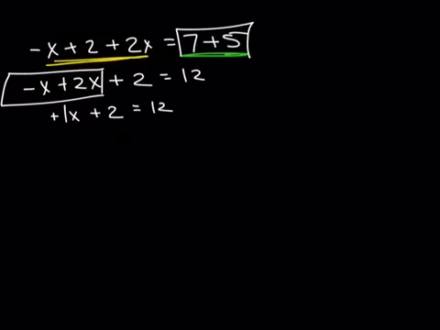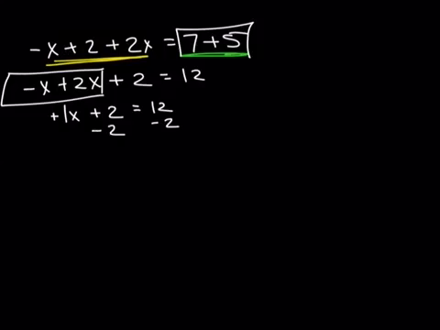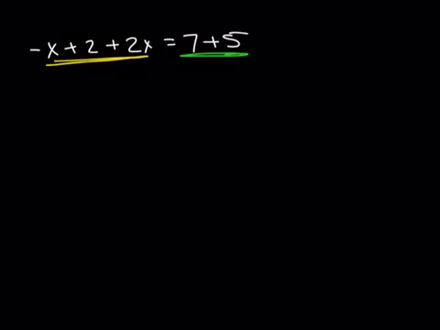Okay, now I'm going to get rid of this positive 2. Well, it's a positive, so I'm going to subtract it from both sides, and I end up with x because I can take away that. This goes away, and this equals 10. So 12 minus 2, or 12 plus negative 2, is going to give me that 10 there. Alright, let's jump up to example 8.